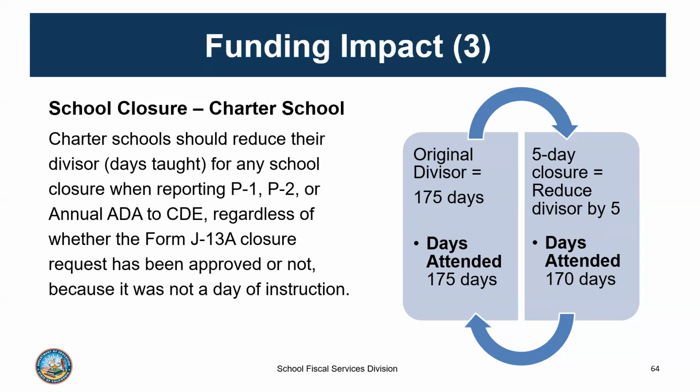As the example shows, the original calculation includes a divisor of 175 days, corresponding to the 175-day annual day requirement for charter schools. If a 5-day closure occurs, the charter school should reduce their divisor by 5 because there was no instruction on those 5 days. This results in an adjusted divisor of 170 days. When the charter school calculates their ADA, they use this divisor in their calculation.